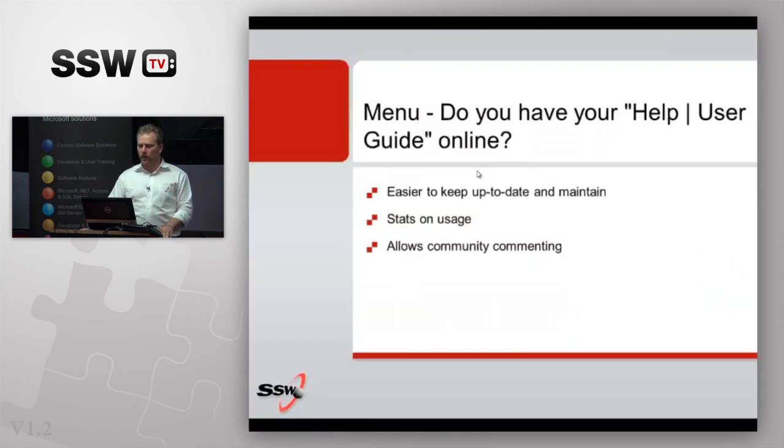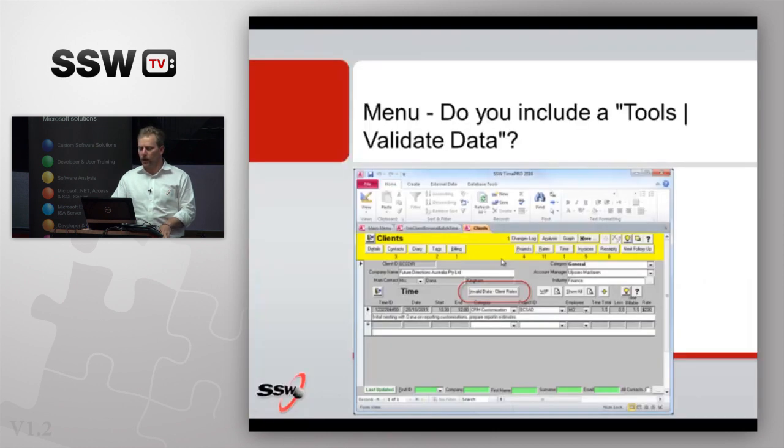As I said, I think it's easy to keep up to date. You get stats on who's using it and it allows communities to comment. I think this is kind of important. I always believe in a global area, like a tools options, that finds any invalid data in the system. Some of it's just fuzzy data. Then in the area that you're using, you have the ability just to look at the fuzzy data or the bad data for just that area. So in this example, you have client rates. This will find any invalid data for that area.